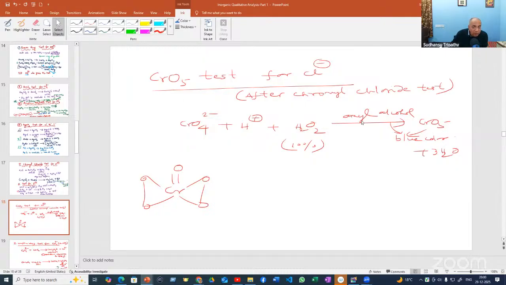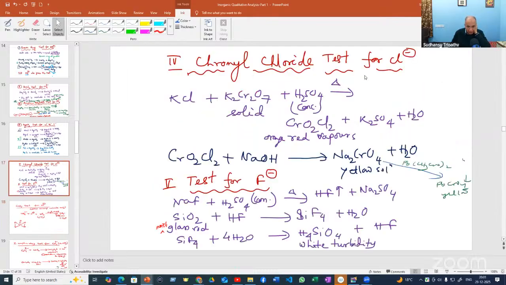If you don't have any organic solvent to dissolve this diperoxide, then CrO5 will decompose to produce Cr plus 3, and then oxygen gas will evolve. Otherwise, you don't get oxygen gas. Instead, CrO5 will be dissolved in amyl alcohol. If you shake it, that amyl alcohol phase will look blue color. So this is another test which is done after chromyl chloride.